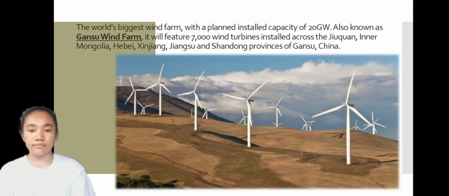The world's biggest wind farm, with a planned installed capacity of 20 gigawatts, also known as Gansu Wind Farm, will feature 7,000 wind turbines installed across Sichuan, Inner Mongolia, Hebei, Xinjiang, Jiangsu, and Shandong province of Gansu, China. Because some parts of the country's population suffer persistent electricity shortage, China's State Council is pushing for an all-around renewable energy strategy to reduce the country's reliance on finite resources like oil, coal, and gas. The construction of Gansu Wind Farm will cost nearly $20 billion.